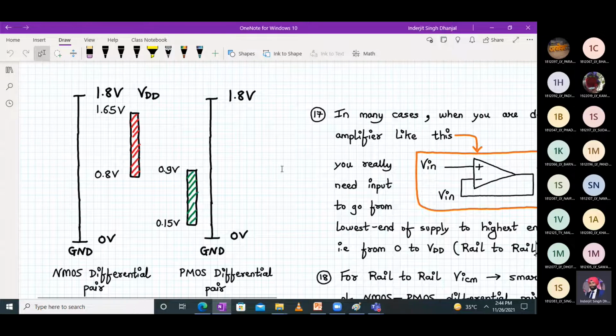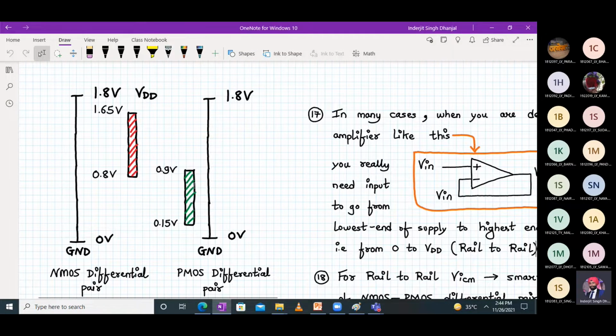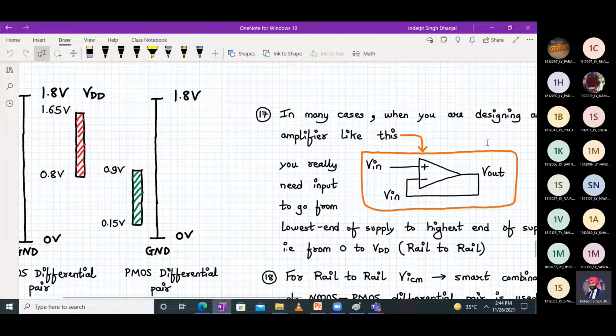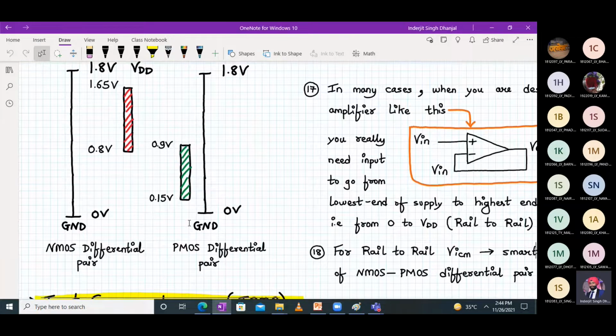Are you following what is going on? For an NMOS differential pair, your input common mode range will be between 0.8 and 1.65. These are just example numbers. And for a PMOS differential pair, it can go as low as 0.15 volt. So you can easily apply 0.2 volts also and still expect the output to be 0.2 volts.